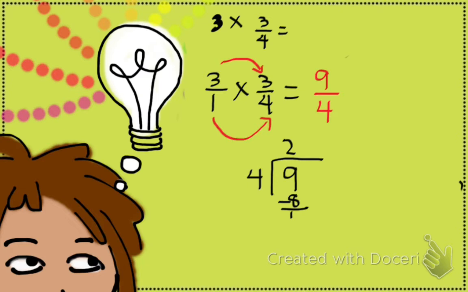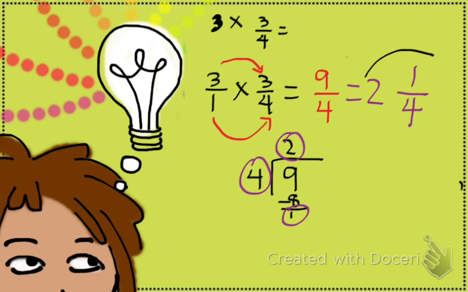We have our answer. The 2 is our whole number, and the 1 is our numerator, and 4 is our denominator. So we now have our simplified answer. 9/4 can be simplified into 2 and 1/4. So we have our answer, a mixed number.